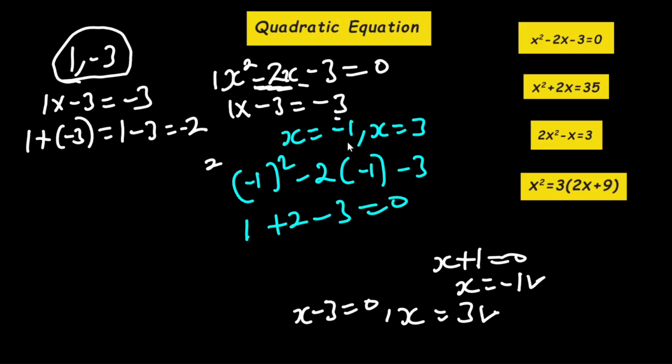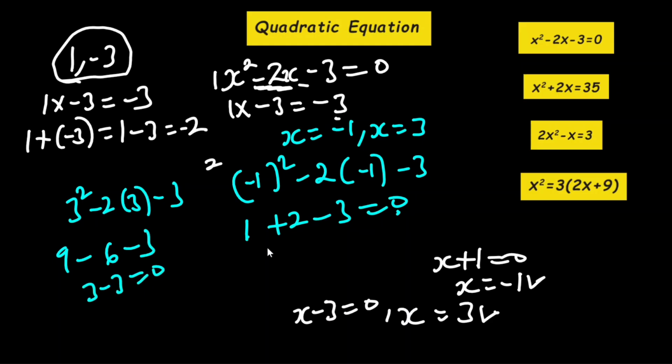So as you can see, when I place -1 inside the original equation, I got 0, which means that we are correct over here. Now let's put 3 inside the equation to see whether we are going to get 0. So 3 squared minus 2 times 3 minus 3. 9 minus 6 minus 3. 9 minus 6 is 3, 3 minus 3 is 0. So as you can see, when you replace the solutions -1 and 3 inside the original equation, we got 0. Therefore, our solution sets are correct.